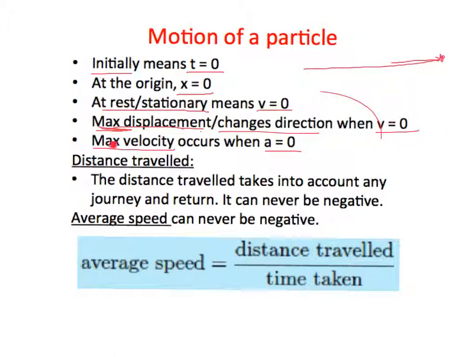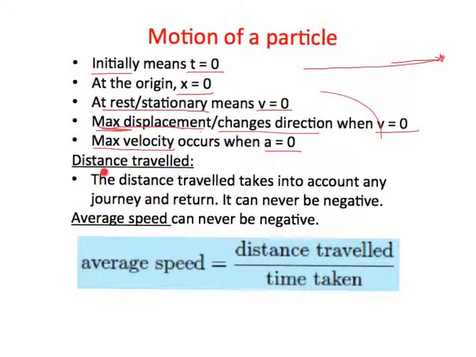And similarly, because acceleration is the rate of change of velocity with respect to time, you can find the maximum velocity by making the acceleration equal to 0, because acceleration is the rate of change of velocity.